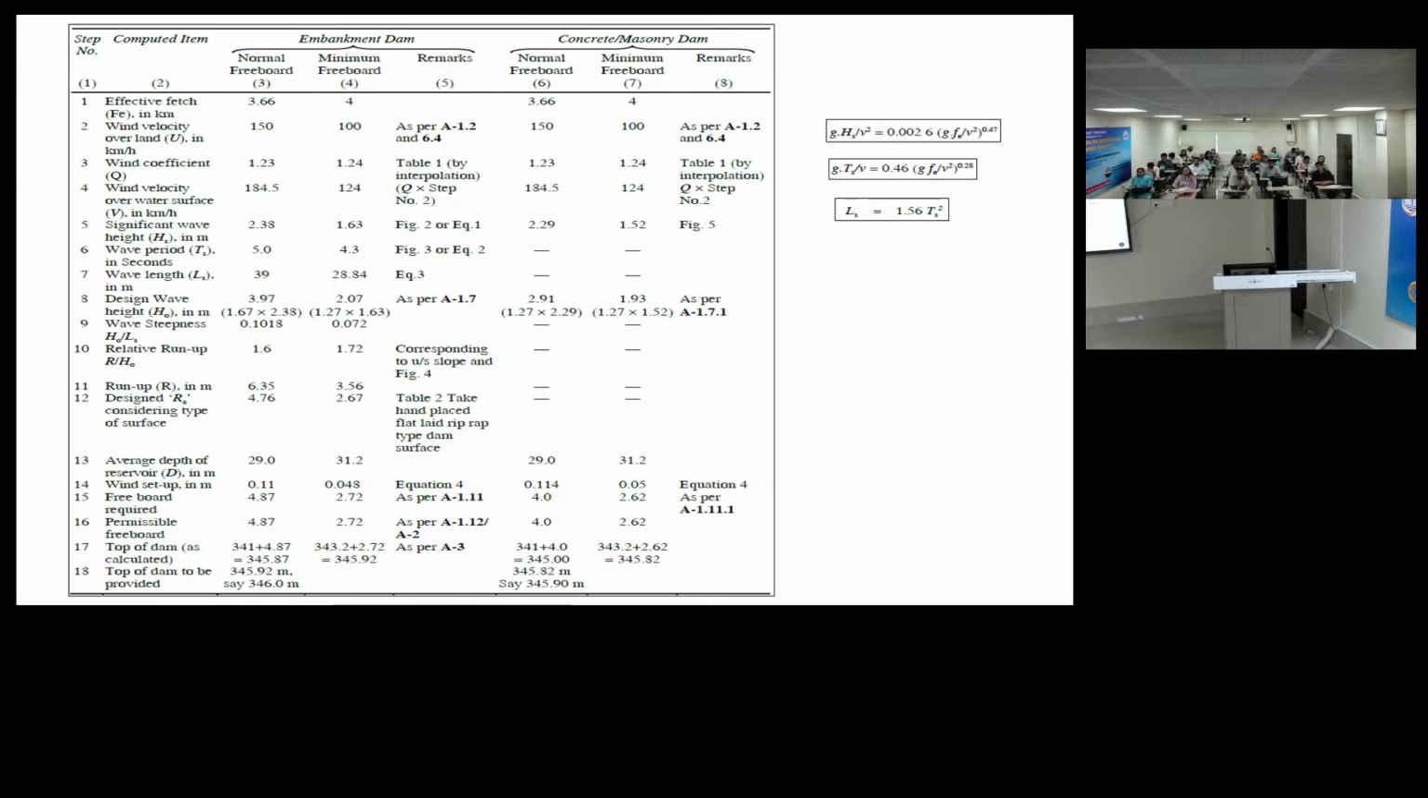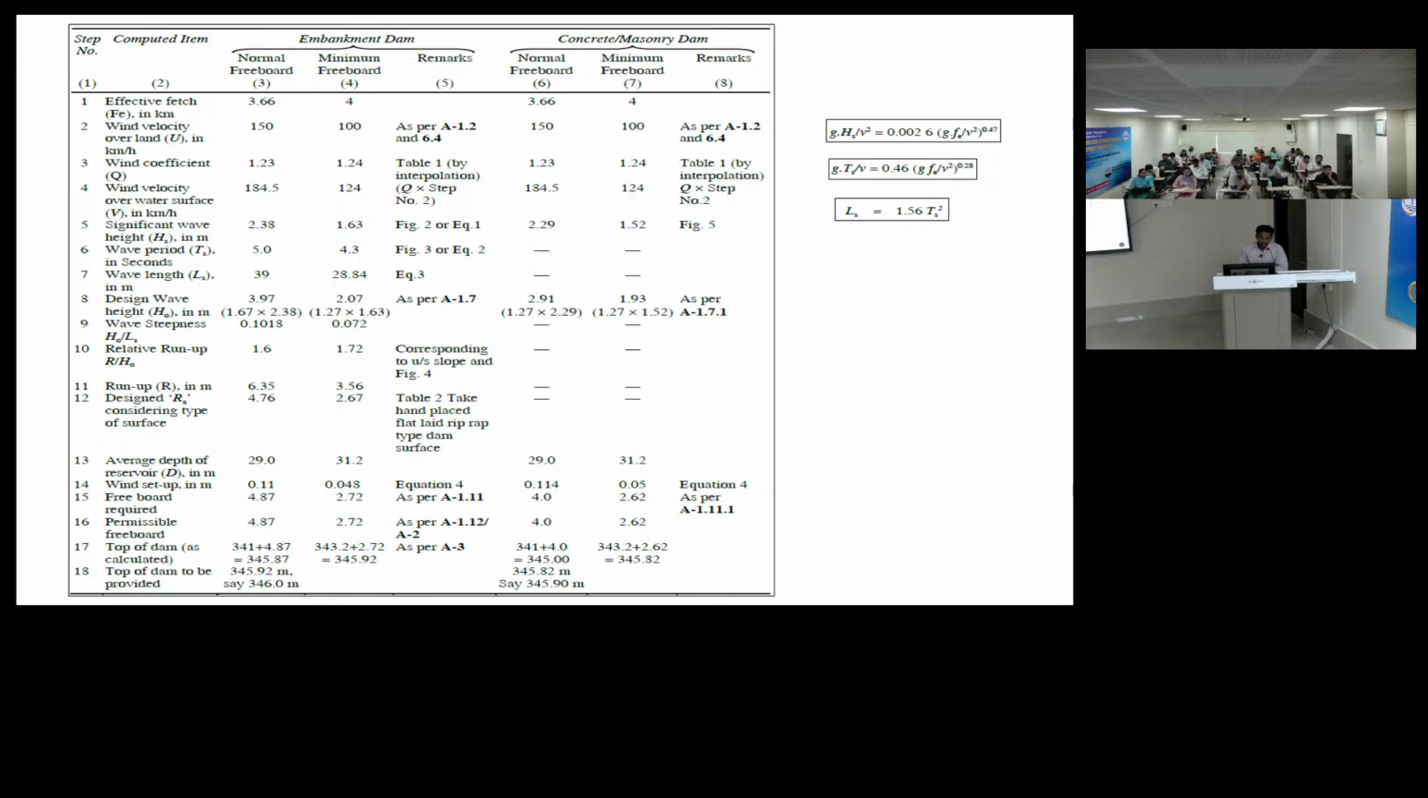What is the difference in both these calculations? The difference is wind velocity. You can see in the normal freeboard we take maximum wind velocity. We are reducing it to 2/3 in the MWL calculations. You can see 150 and 100. Those values in the second step you are seeing, right?